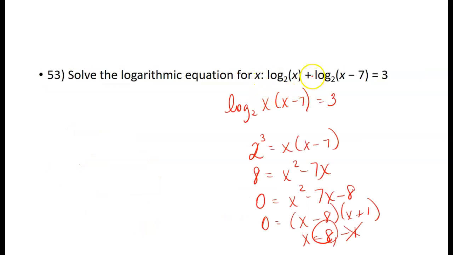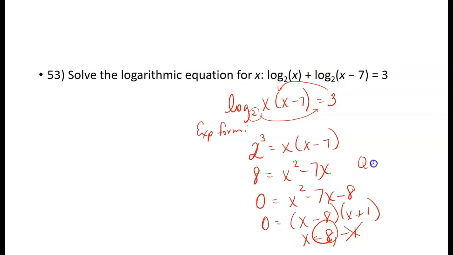Okay, on this one, we are going to combine these two logarithms together. We'll combine addition into multiplication, and then we're going to put it in exponential form. Okay, so when I put this in exponential form, it's going to be 2 to the 3rd power equals all of this. Once I have this, I'll have 8 equals x squared minus 7x.